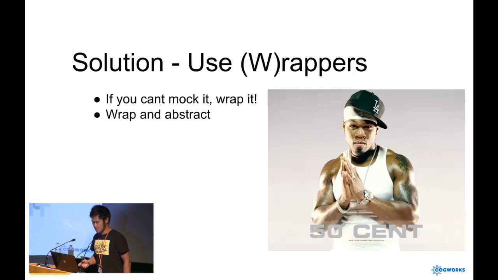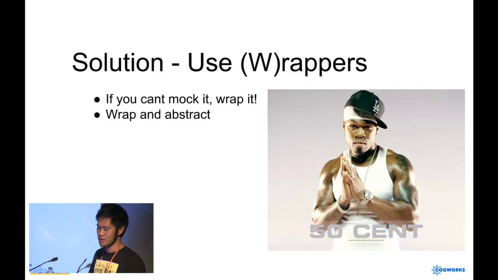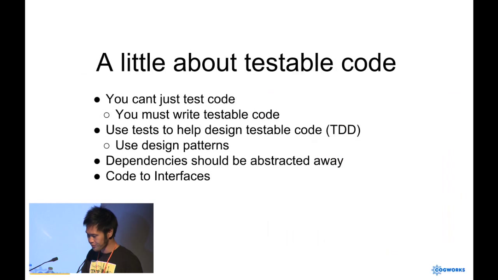The solution is wrappers. Basically, you can't mock anything in Umbraco, really. You can't mock the HTTP context in the way that Umbraco uses it. You can't mock any of the static methods. You can't mock the singletons. So basically, your best option is to wrap everything. So wrap and abstract is what we do.